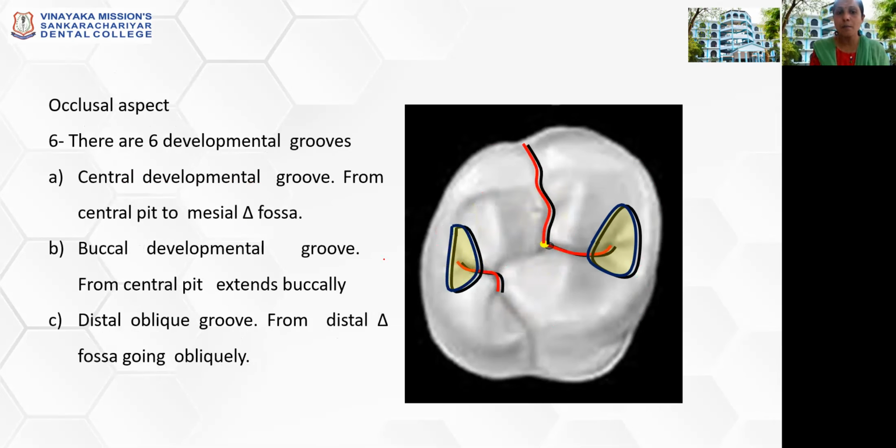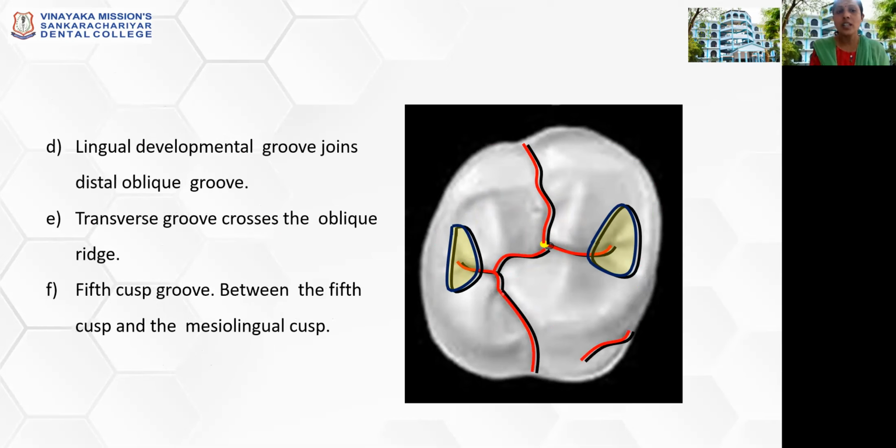And there are 6 developmental grooves. There is a central developmental groove which is running from the central pit to the mesial triangular fossa, and a buccal developmental groove extending from the central pit to the buccal surface. And next is a distal oblique groove which runs from the distal triangular fossa and goes obliquely, and it continues with the lingual developmental groove which reaches the lingual surface of the crown.